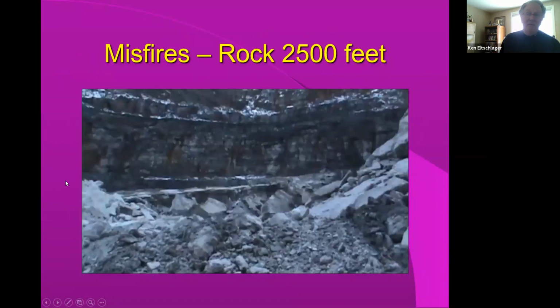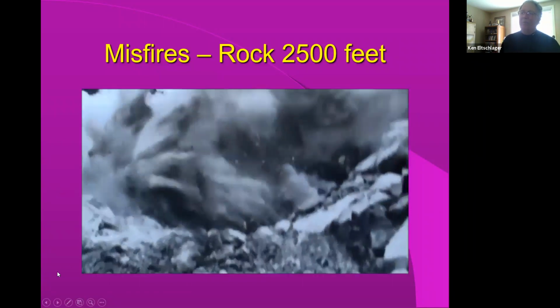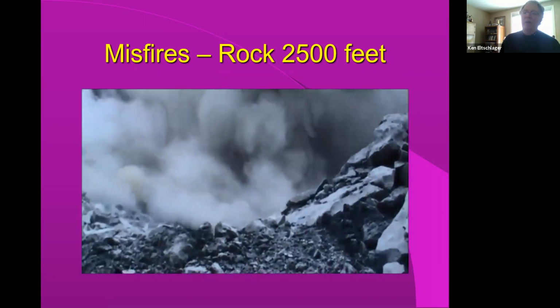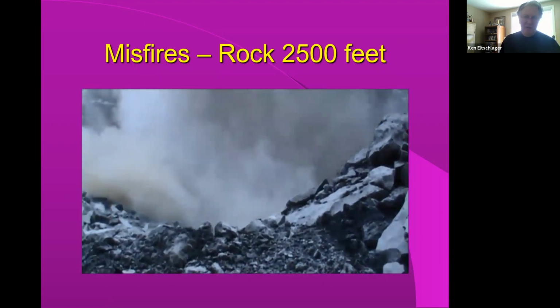Here's a misfire. What happened here is the first half of the shot went off, and they hurried back in and retied the part that got cut off into the shot. Then consider the loss of confinement on this front face. And when it detonates, it sent rock 2,500 feet down over the hill into somebody's house and backyard. Here's what that looks like. There again, that's a field implementation thing. Be careful with misfires.